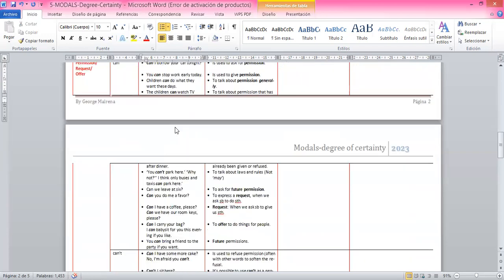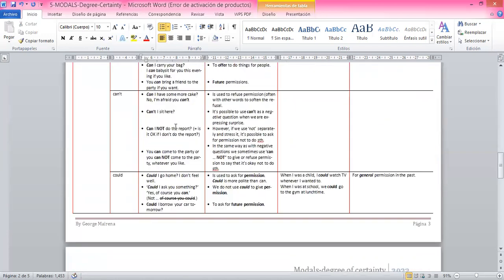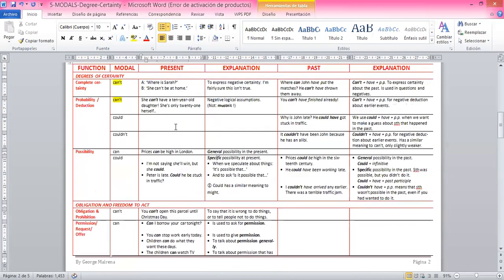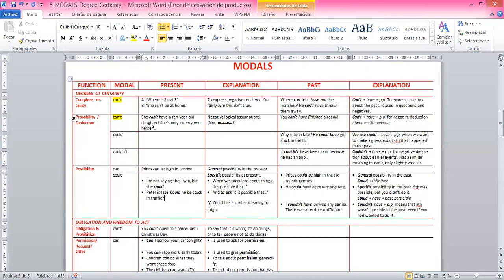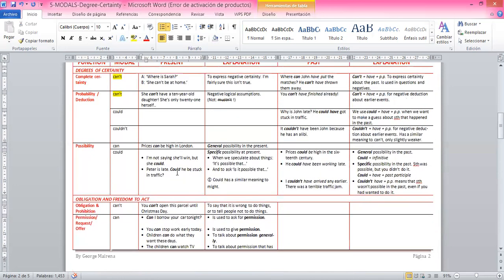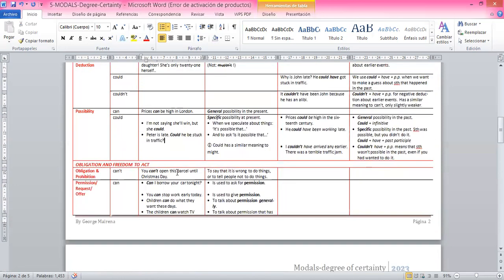Another, let's see here. Do you have any questions so far? Okay, the probability or deduction and possibility are the complete certainty, okay? That is the degree of certainty. Let's see some modals that are for obligation and freedom to act.